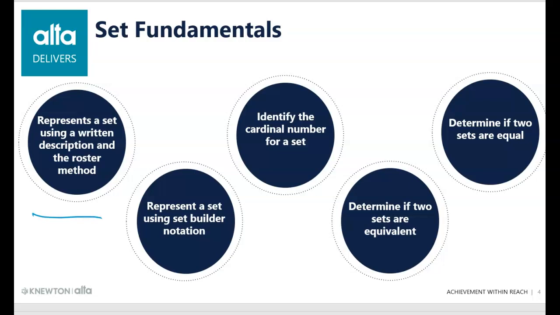And then we're going to determine if 2 sets are equivalent. And in order to determine if 2 sets are equivalent, we need to know their cardinal number. And then the last thing is a little stronger indication of the likeness of 2 sets, which is if they're equal. So this won't all be in this first video. These will be in the 4 videos for this section.